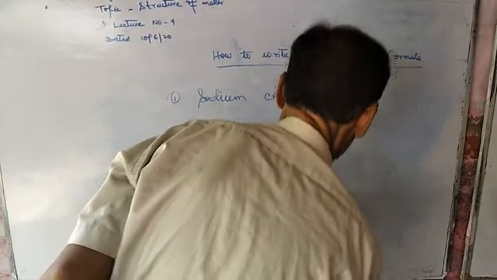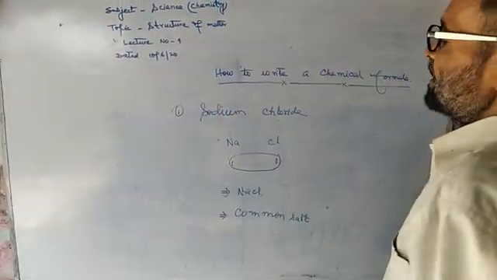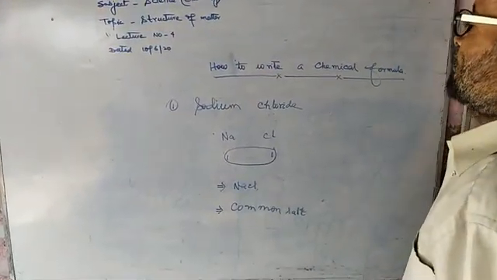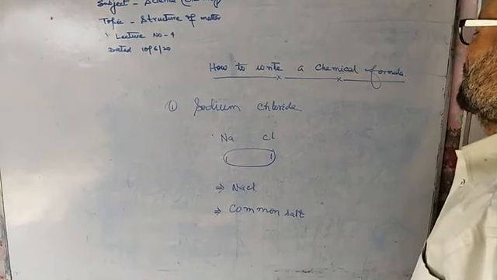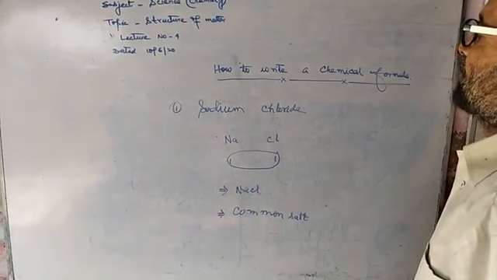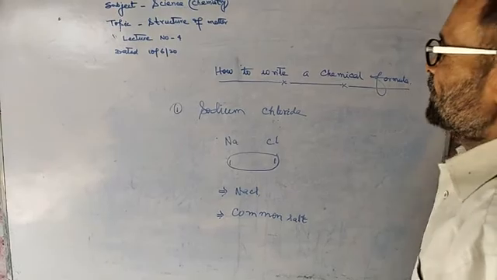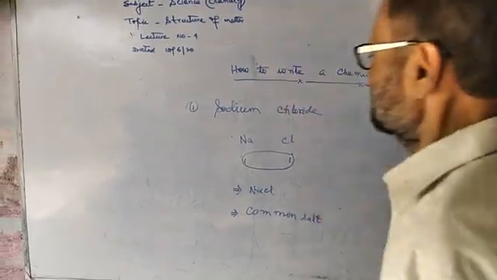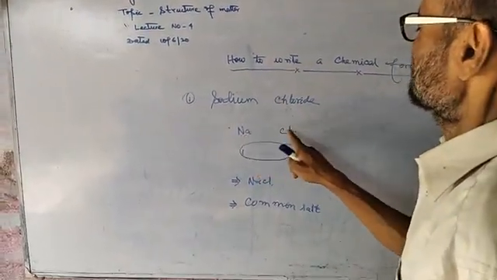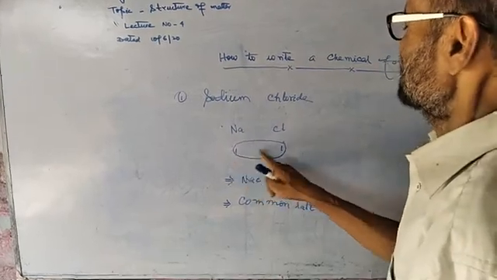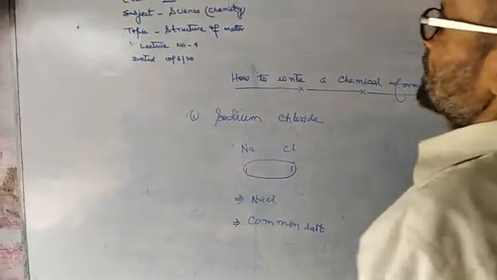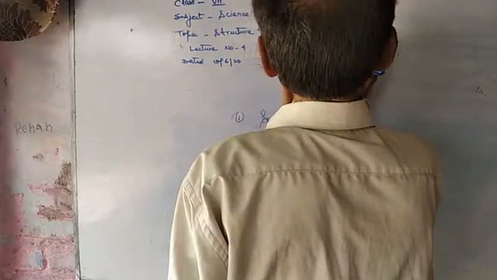And in this way, we can write easily the formula of chemical compounds. We will have to know two things. One is symbol and other is valency. Some more examples.